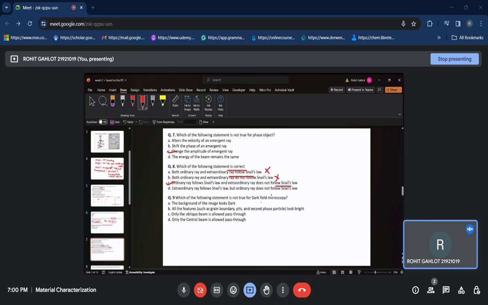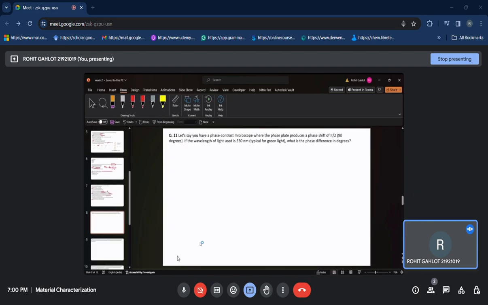Which of the following statements is not true for dark field microscopy? The background of the image looks dark. It's true. All the features look bright. Only the oblique beam is allowed to pass through. Only the central beam is allowed to pass through. Yeah, D is the correct answer. This is not true. So now moving to some of the numericals.